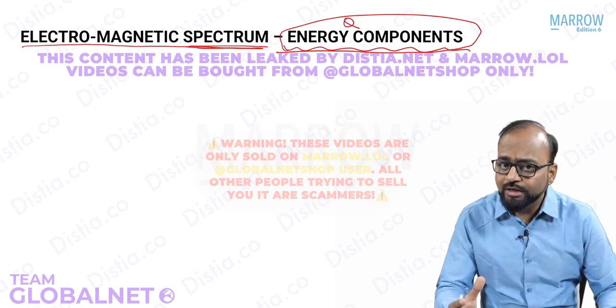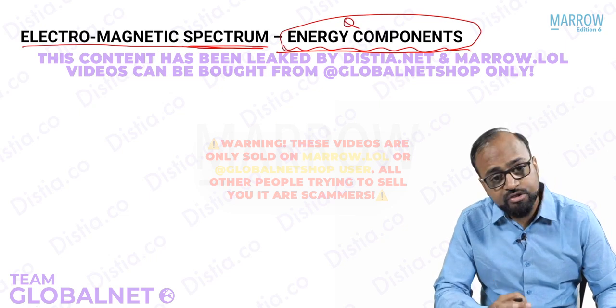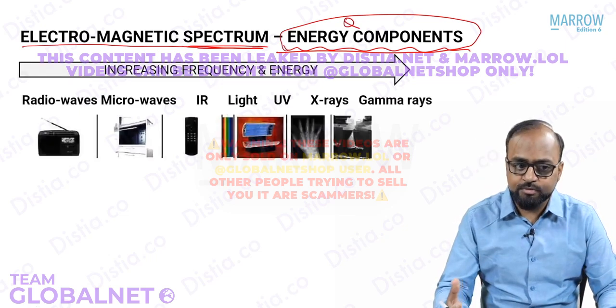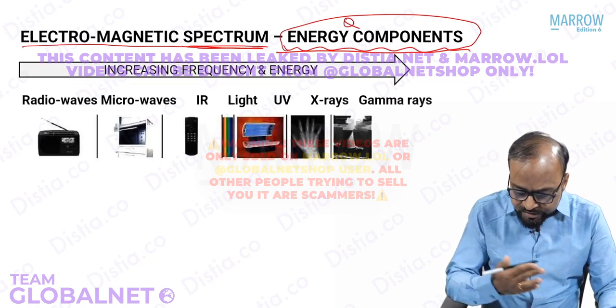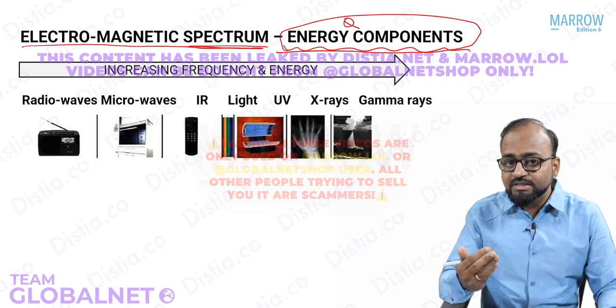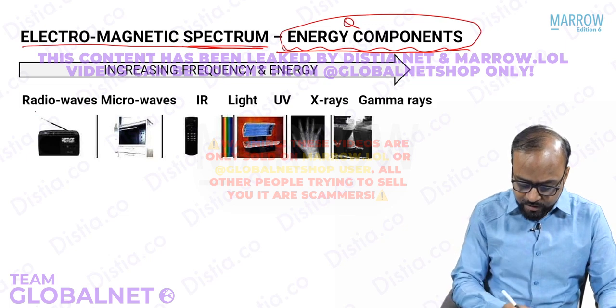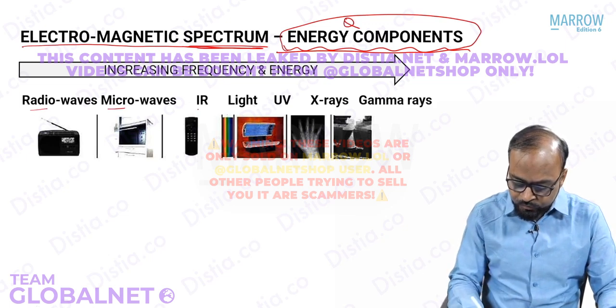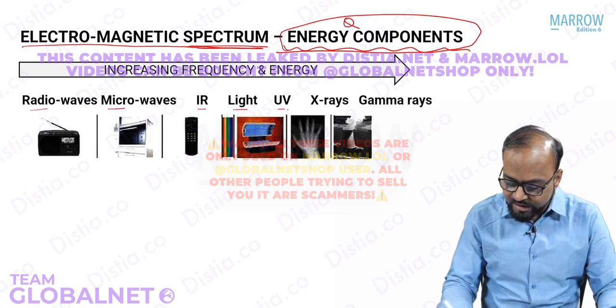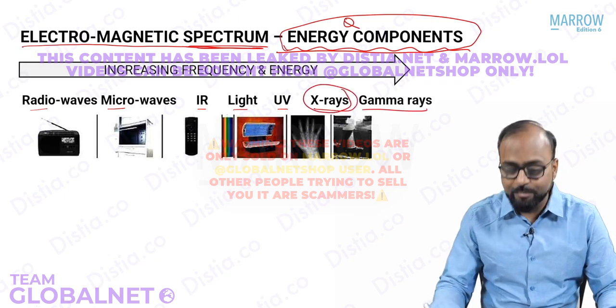Now let us quickly look at the various components of this electromagnetic spectrum. In the increasing order of their frequency and energy, the components of the electromagnetic spectrum are radio waves, microwaves, infrared, visible light, ultraviolet, X-rays, that is our hero there, and gamma rays.